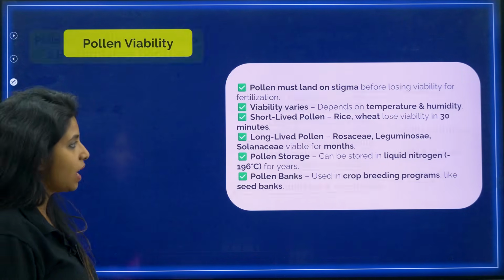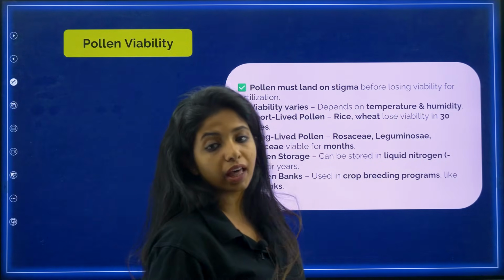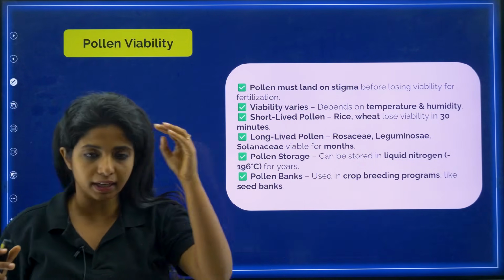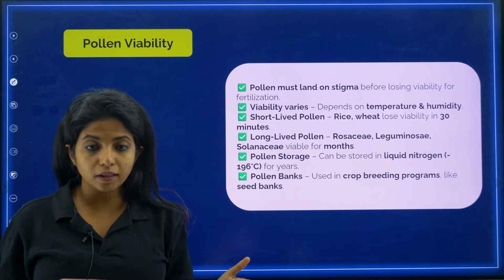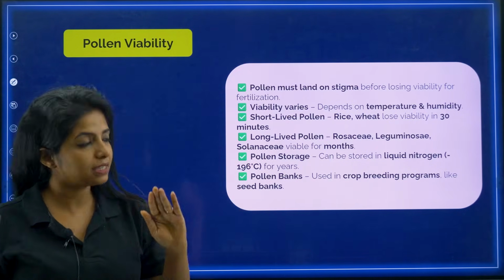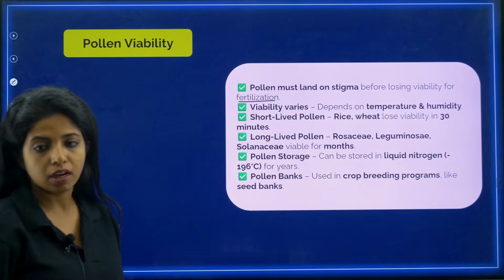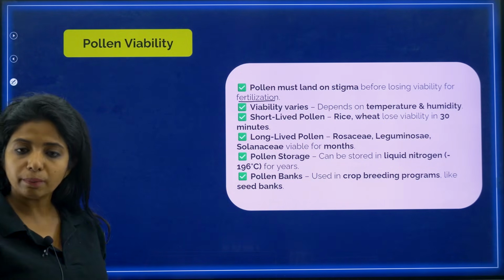Cool? Now, there is something that is known as pollen viability. This pollen should have the ability to go and germinate. So how long do you think the pollen grain can be viable? Let's see that. Pollen must land on the stigma before losing its viability for fertilization. Viability varies depending on the temperature and the humidity.